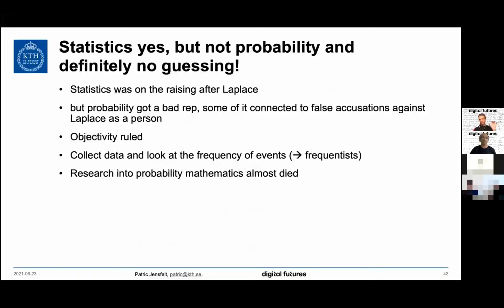And you really wanted to get away from this subjectiveness that was associated with priors, and you wanted to be objective. You wanted to collect data and then look at the frequency of events. And this is sort of the frequentist approach. And research into probability mathematics almost died.